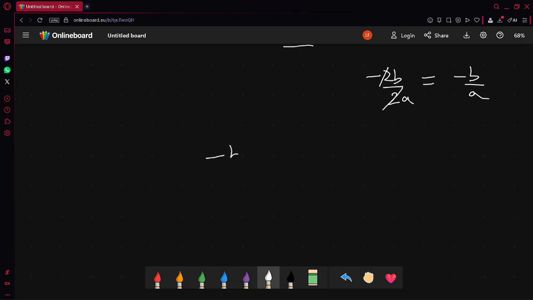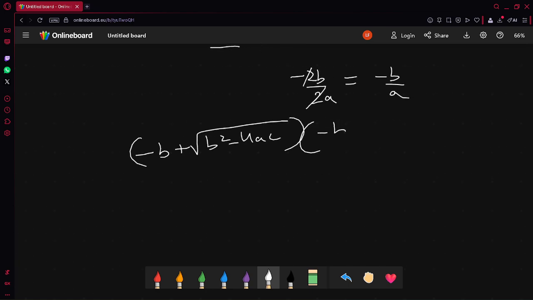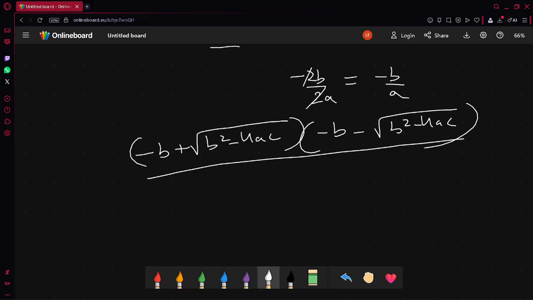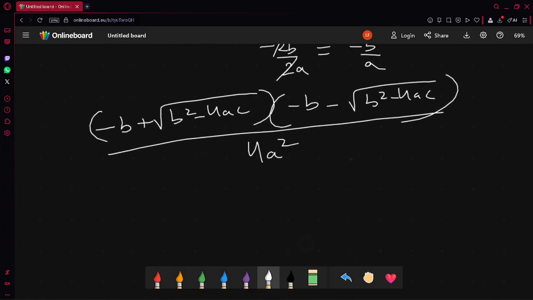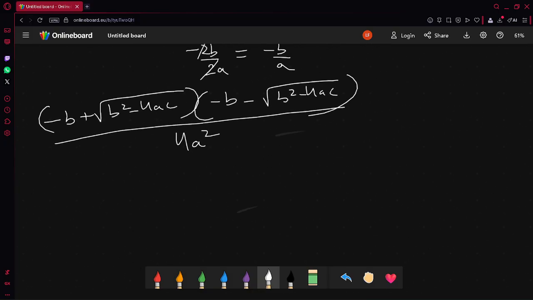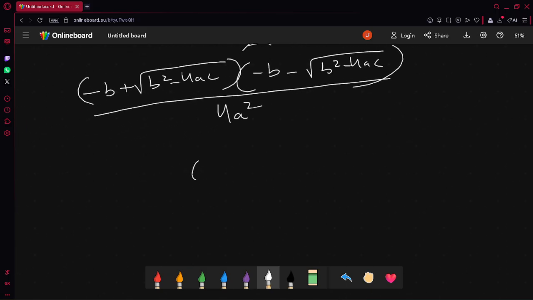Alpha times beta is minus b plus the square root of b squared minus 4ac, times minus b minus the square root of b squared minus 4ac, over 2a times 2a, which is 4a squared. So when we multiply this, we can see this is a classic difference of squares, where a plus b times a minus b equals a squared minus b squared.